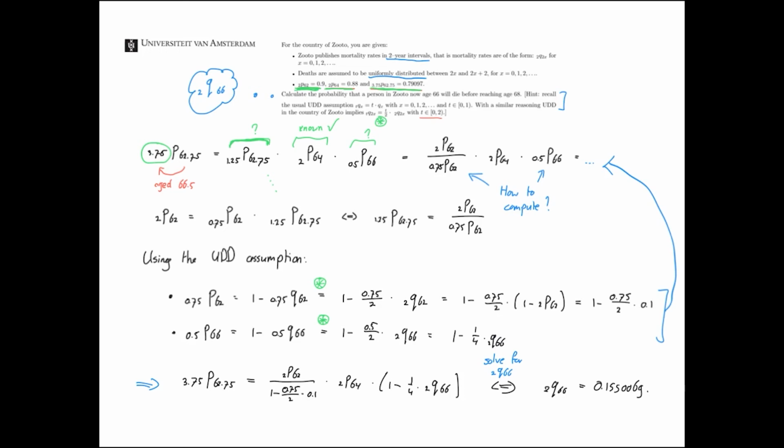So the interesting, or the hard part of this exercise was that we needed to compute some probability 2q66, which did not occur at all in what was given, but you had to somehow rewrite things in order to at some point find out that this is indeed what comes up by using the hints and the information that is given.